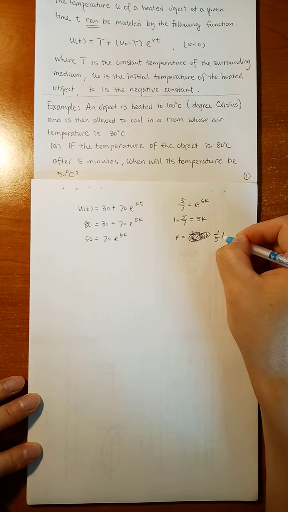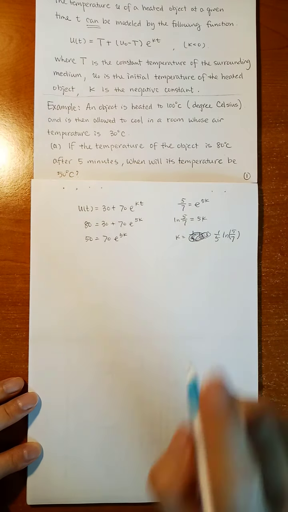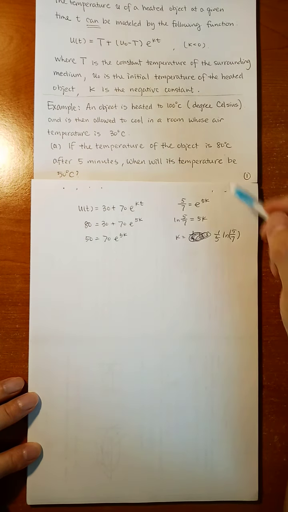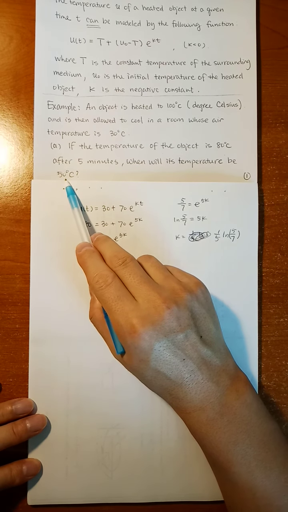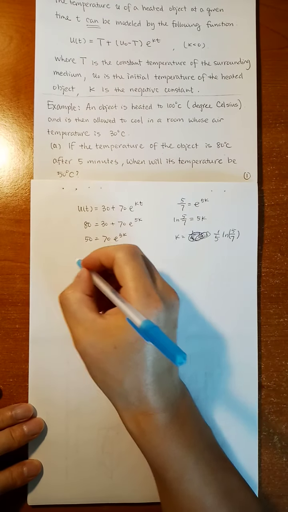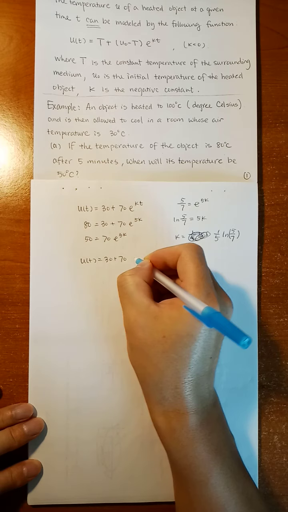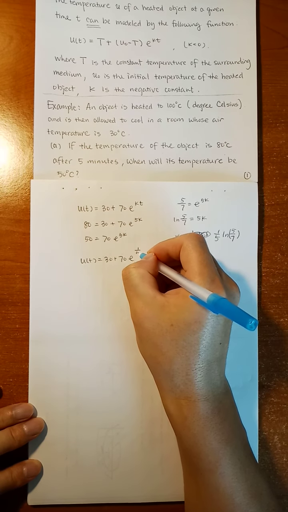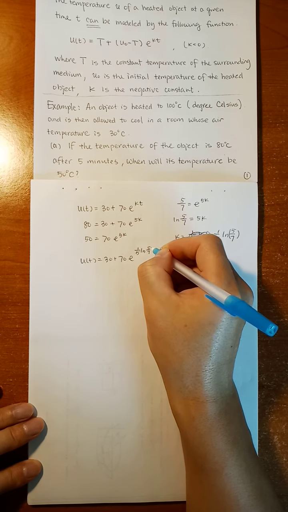1 over 5 natural log 5 over 7. Okay, this is k. We just use a condition to determine k. And then we're going to determine the moment when the temperature is 50 degrees. Okay, with the k, the u of t is 30 plus 70 e to 1 over 5 natural log of 5 over 7 times t.